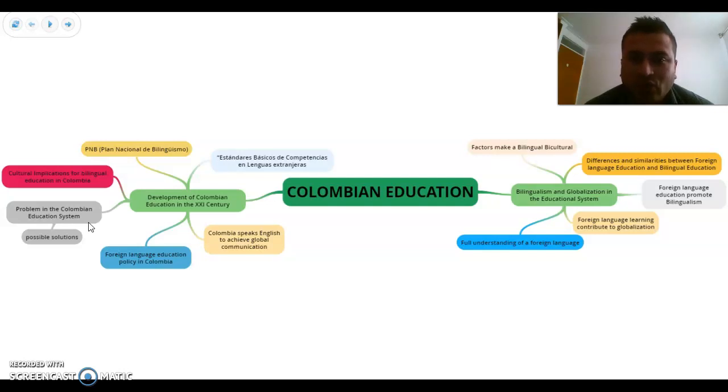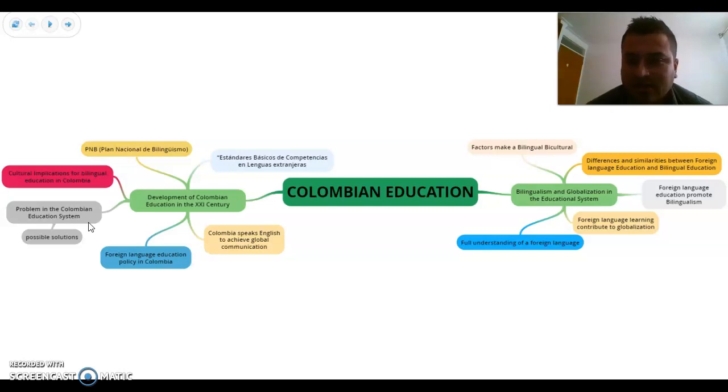But if you have native children, it is common in the high schools. For that reason, for them, Spanish is a second language, and English is the third one.